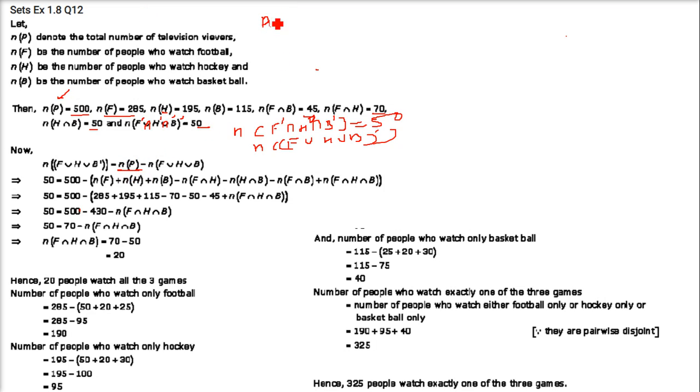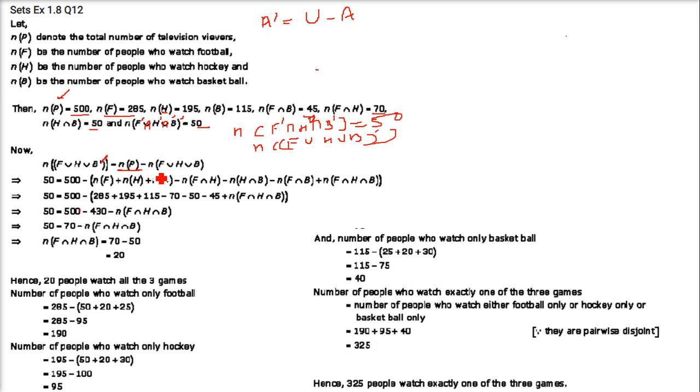That is, if you take, say, A dash, it will be the universal set minus A, and A will be equal to the universal set minus A dash. In the same way, for the complement of F union H union B, B dash is the total number NP minus F union H union B. Same thing. Okay, so now we'll apply the formula.